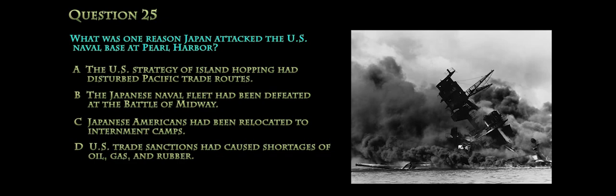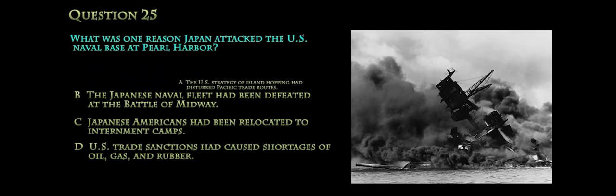Question 25. What was the main reason that the Japanese attacked Pearl Harbor? A. Was the island hopping strategy a reason to attack? No, the strategy was employed by the USA to defeat Japan after the attack on Pearl Harbor. B. Did the defeat of Japan at Midway prompt them to attack Pearl Harbor? No, the Battle of Midway occurred 6 months after the Pearl Harbor attack.